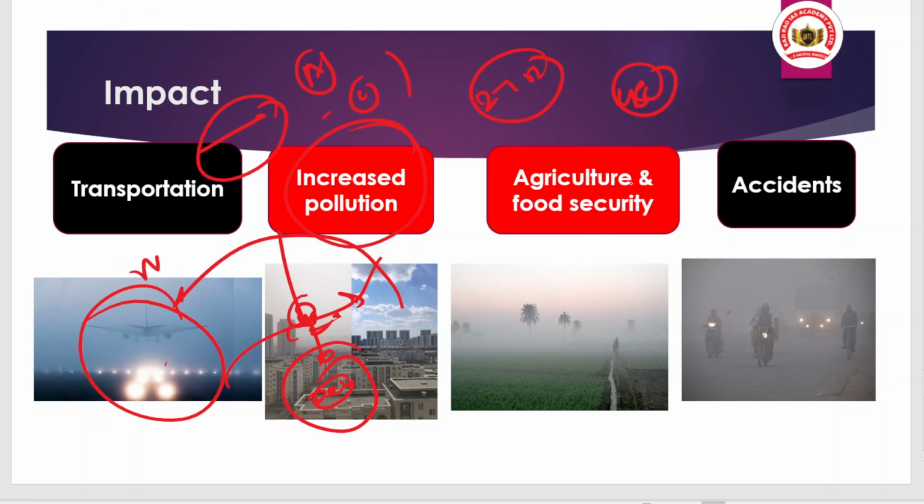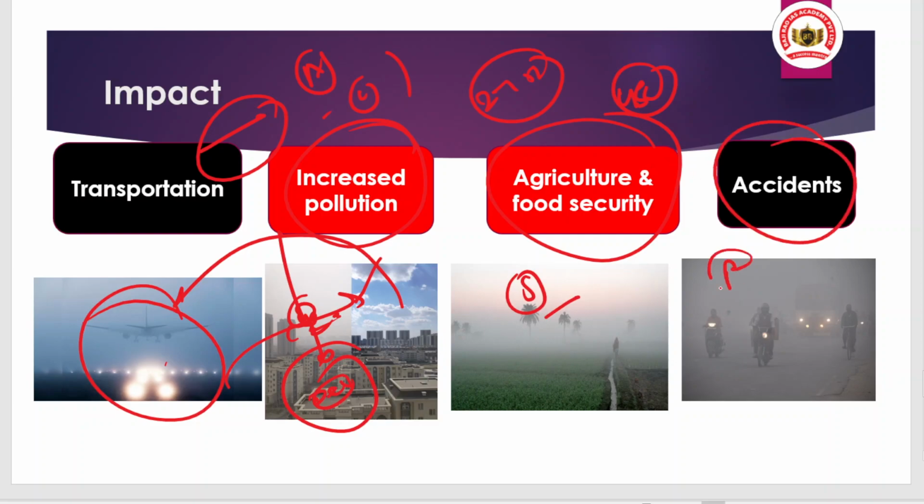Hope you understood. Now there is another impact on agriculture and food security, because sometimes excessive cold causes snowfall, and it can also impact the growth of crops. So that can have a bigger impact on food security. And then we can have accidents as well, like road accidents and railway accidents, which many times we hear in the news. These are all the impacts, and there can be various more. If you have some answers, some dimensions, please do provide them in the comment box. We will be happy to hear them.